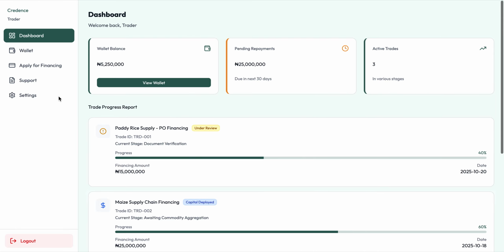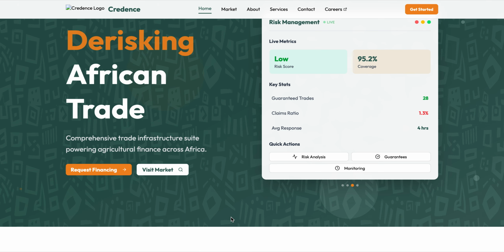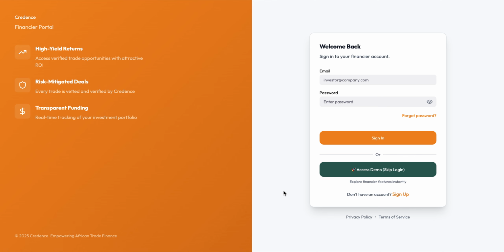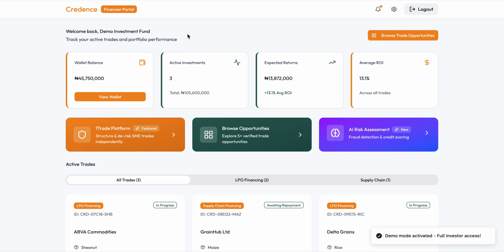This is how Credence caters for traders, ensuring that they have access to the required capital for trade facilitation and, more importantly, get the capital at the right time and when it's meant to be.